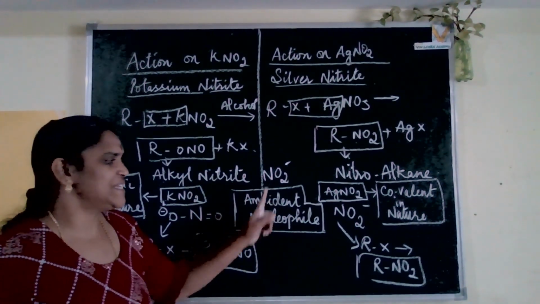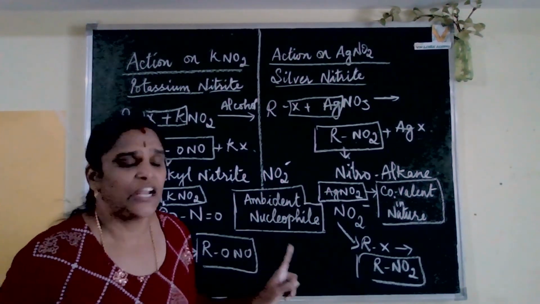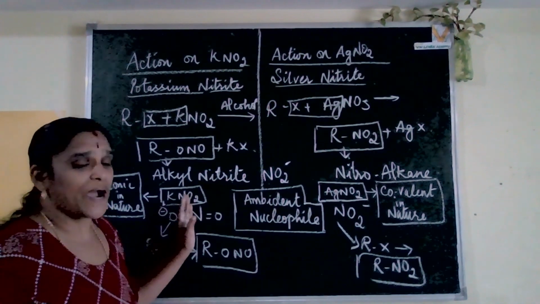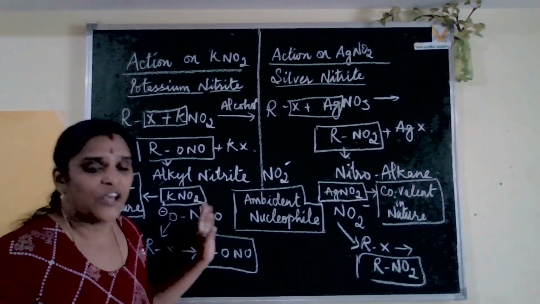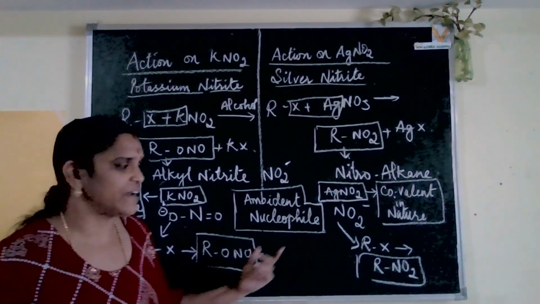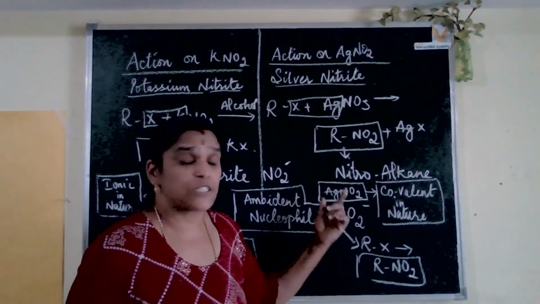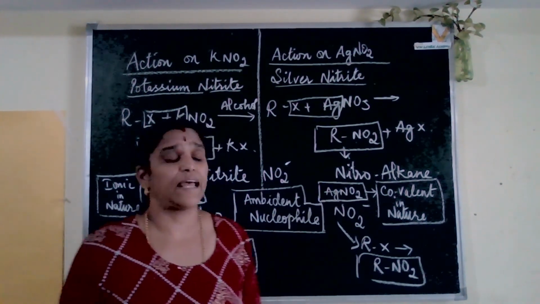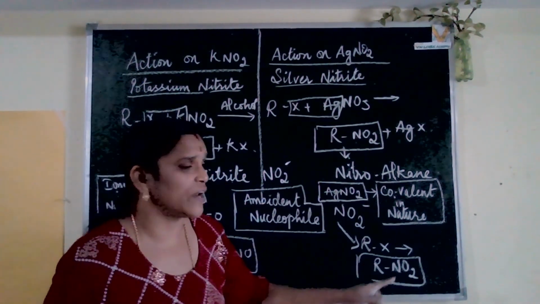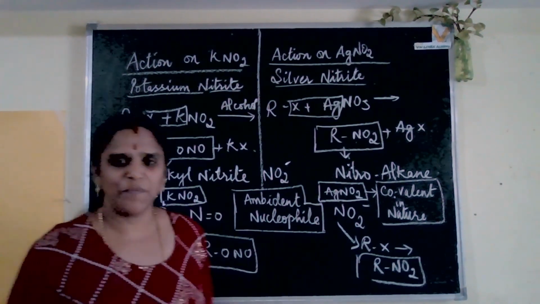What is the reason? Because it is an ambident nucleophile. When it is combined with potassium nitrite, you get alkyl nitrite, whereas when it reacts with silver nitrite, you get nitroalkane. Hope you're clear.